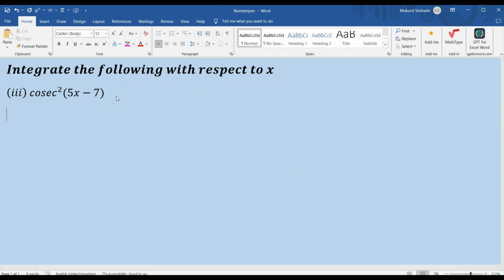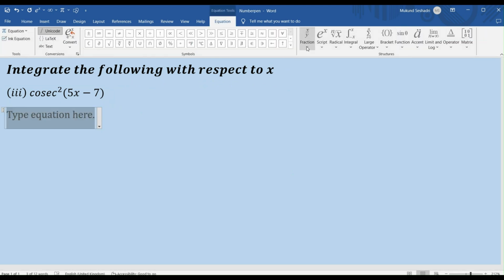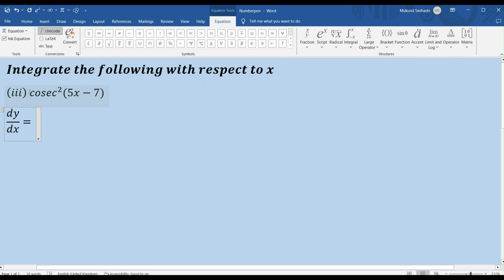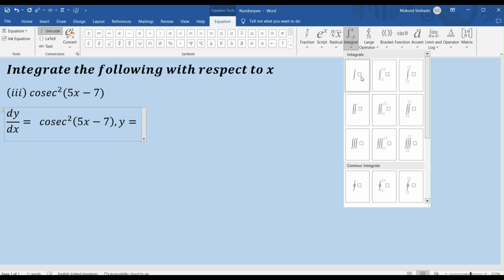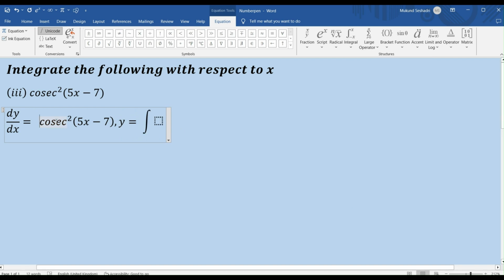And before that, let me write down the expression given to me. The expression given to me is nothing but dy by dx, and I've been asked to find my y, which is my antiderivative. So how do we write my y? My y is nothing but, I pull out my integral symbol, the integral of cosecant square of 5x minus 7 times dx, right?